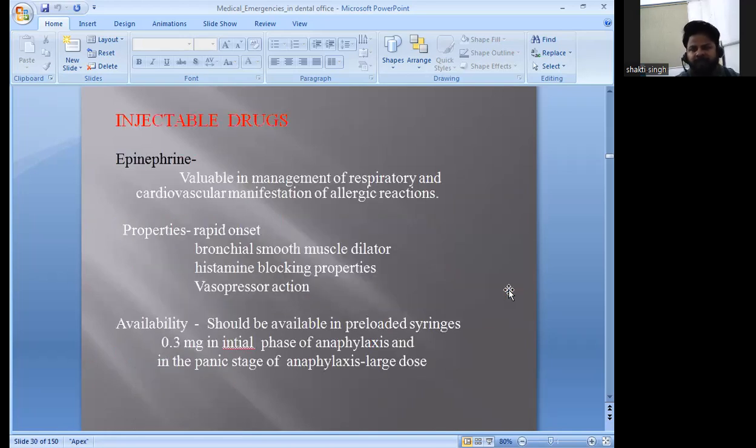Now, a little brief about each drug. First is the injectable drug, epinephrine. Epinephrine is valuable in the management of the respiratory and cardiovascular manifestations of allergic reactions. Its properties are a very rapid onset, it acts as a bronchial smooth muscle dilator, it also has histamine blocking properties, and it has a vasopressor action. It should be available in preloaded syringes of 0.3 milligram in the initial phase of anaphylaxis, and in the panic stage of anaphylaxis, a larger dose is recommended.